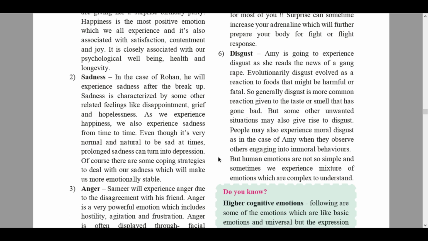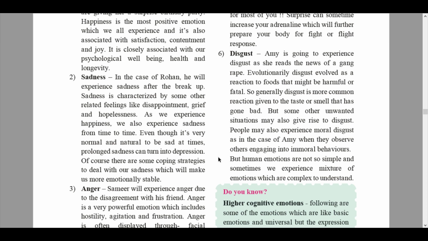Accept that part. You can't be happy all the time. Equilibrium is maintained in life. There are ups and downs. You do not need to react in a topsy-turvy manner. It's natural. It happens with everyone. Sadness and happiness occur, but you do not need to act out of line. Even though it's very normal and natural to be sad at times, prolonged sadness can turn into depression. This is where things go extreme.